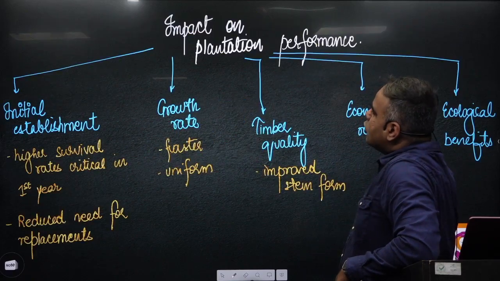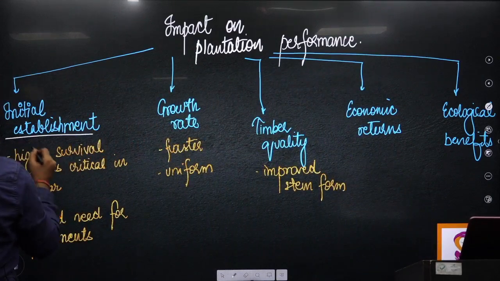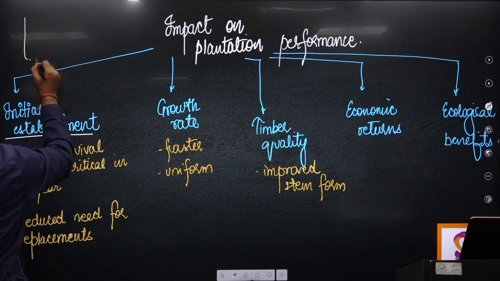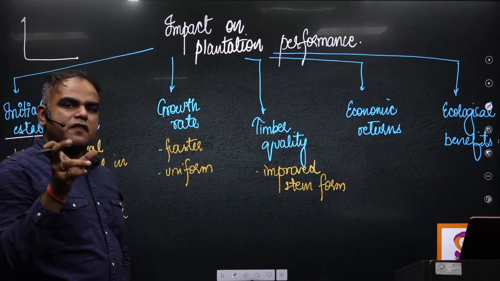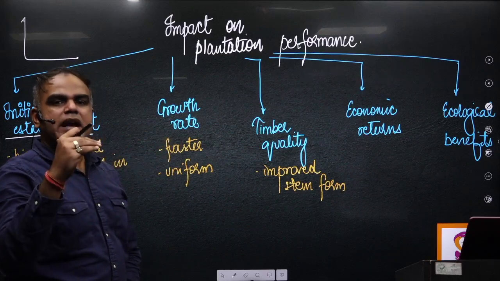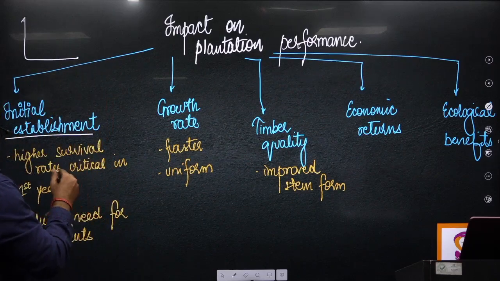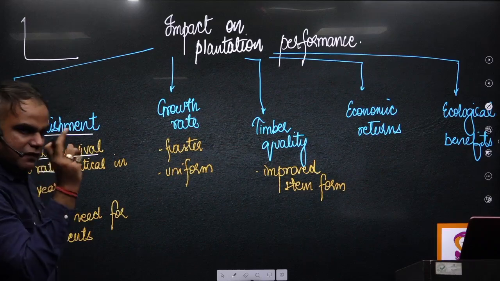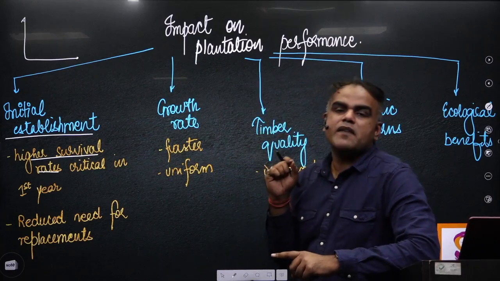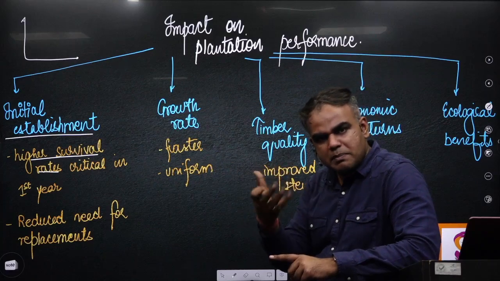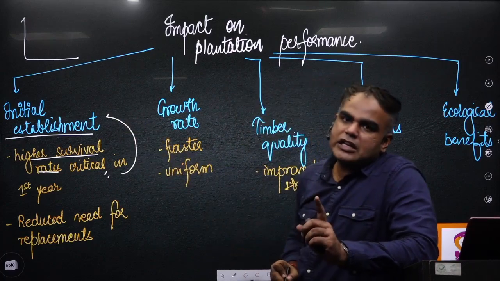Now, what is the impact on plantation performance? When we go for initial establishment, if we plant and observe over a period of a year, let's say Tectona grandis plantations, if we go with the highest graded seedlings versus medium or low graded ones, the highest graded seedlings will have higher survival rates. In the very first year, the young phase, high survivability is a very important factor, otherwise they will die off and perish. So because of the higher survival rate, it is important in the initial establishment.